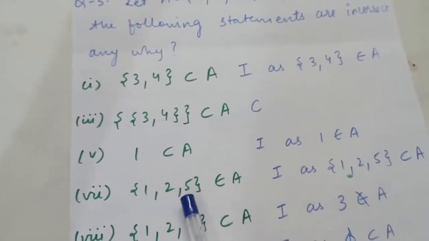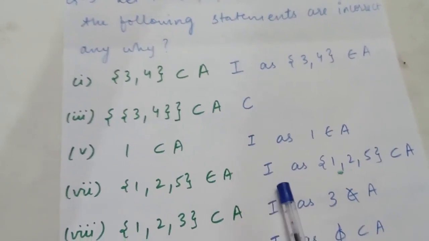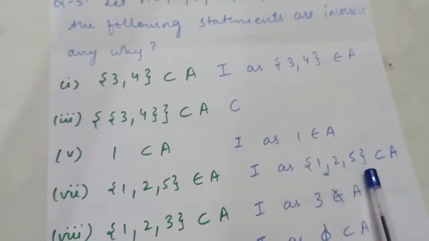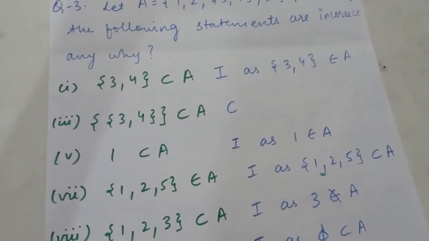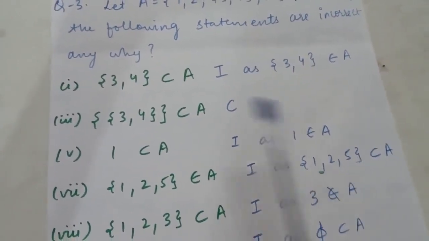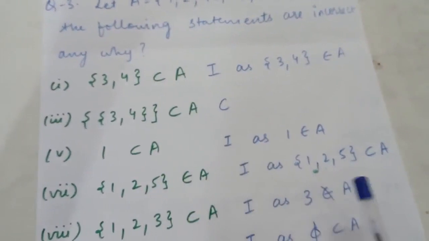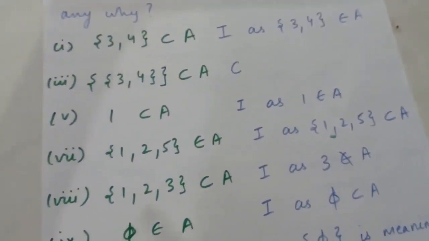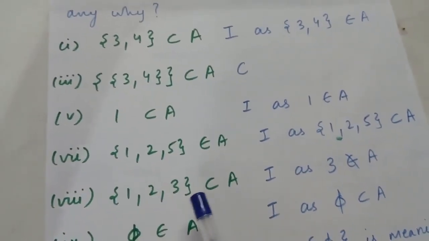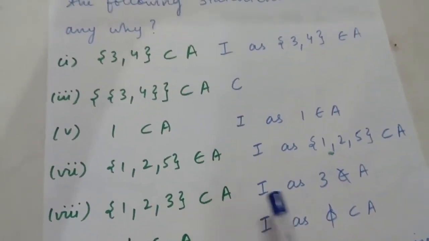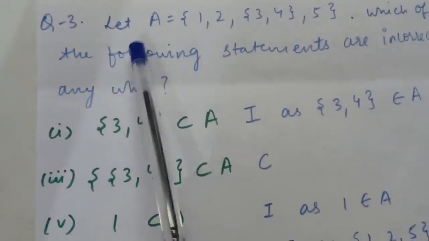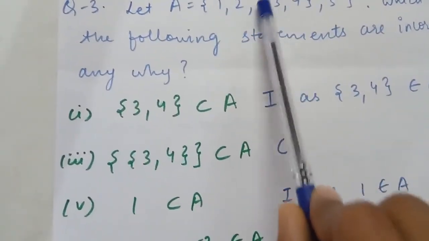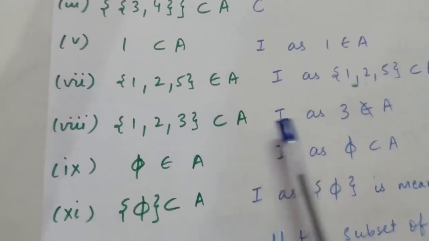Next is {1, 2, 5} belongs to A. This is also incorrect, as {1, 2, 5}, this set, is a subset of A, right? Because 1, 2 and 5, all the elements belong to A. So this is a subset of A. Next is {1, 2, 3} is a subset of A, which is incorrect. This set is not a subset of A as 3 does not belong to A. See, 1 belongs to A, 2 belongs to A, but 3 does not belong to A. So this statement is incorrect.